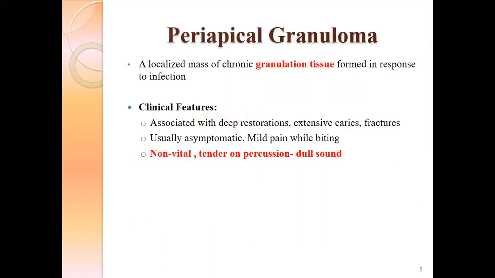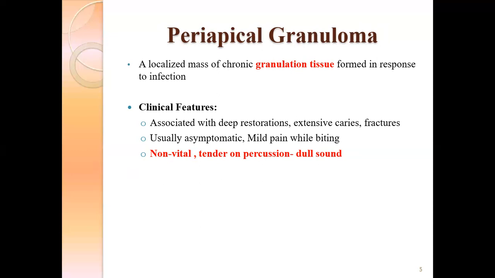First one is the periapical granuloma. A granuloma means a localized mass which consists of chronic granulation tissue, and this will be formed in response to a long-standing infection. So the clinical feature includes the lesion will be associated with deep restorations, extensive caries, or fractures.